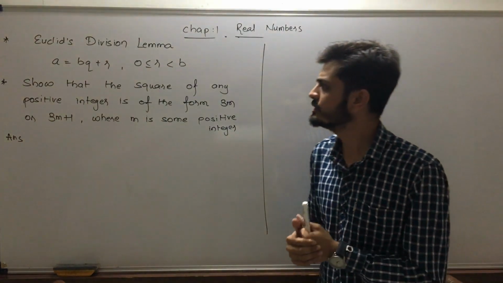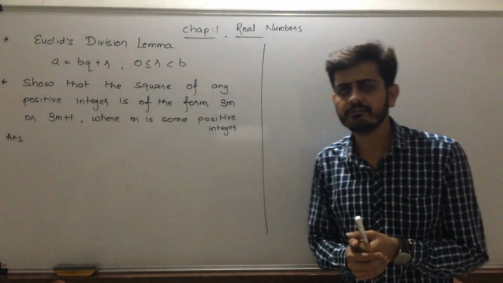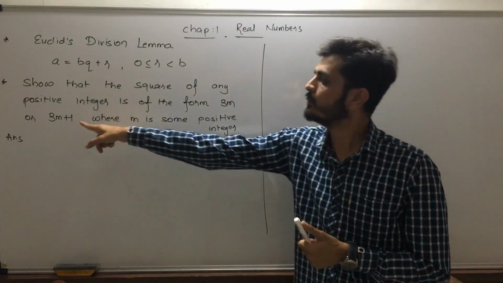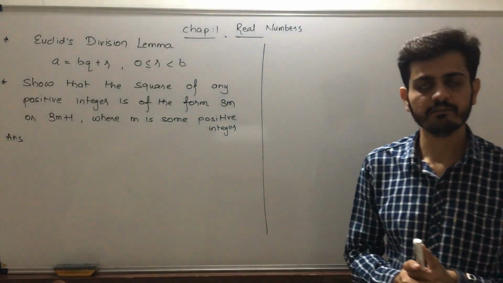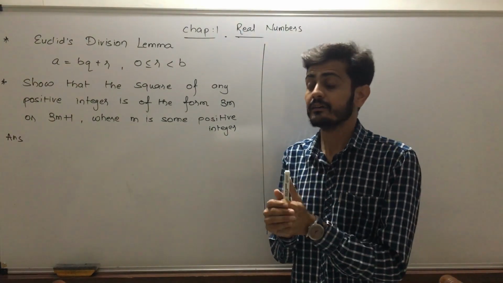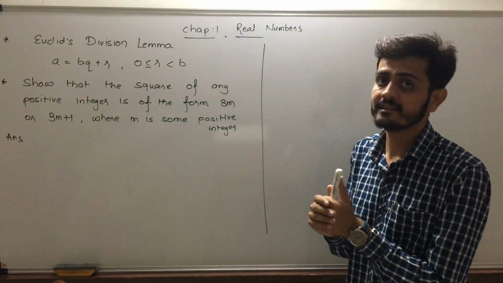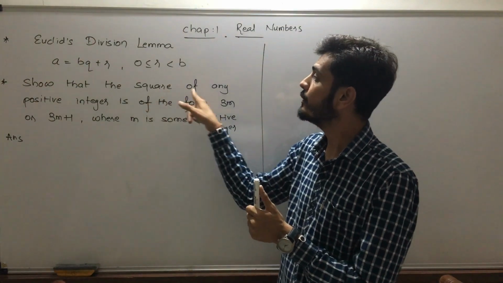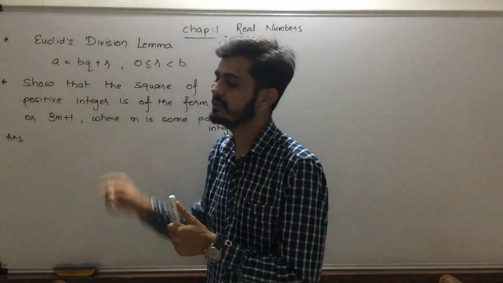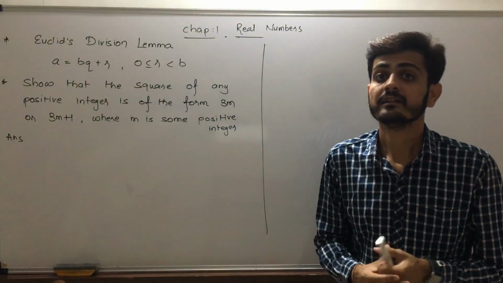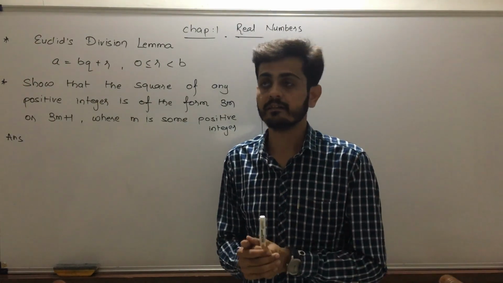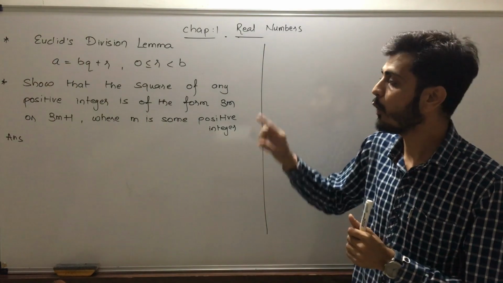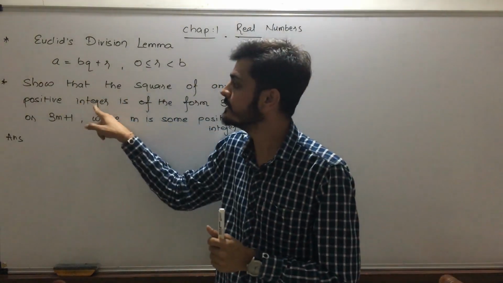That is, so that the square of any positive integer is of the form 3m or 3m plus 1, where m is some positive integer. Clearly read it twice and understand what is asked here, that is square of any positive integer. In the previous two questions, this was any positive odd integer or even integer. Here no odd, no even, only any positive integer.